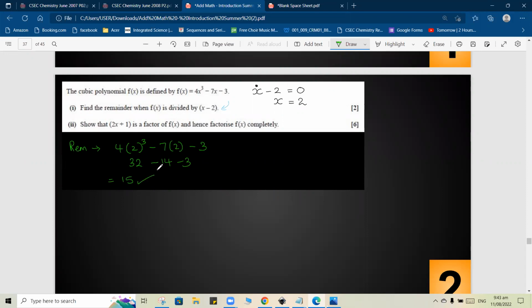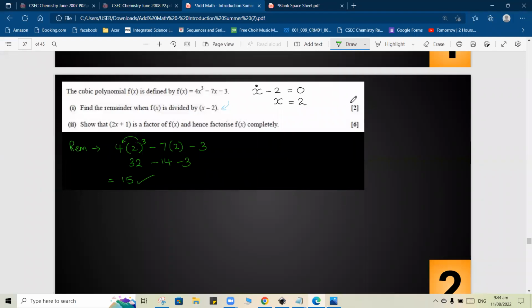So for those who got the 15, well, you had it correct, right? For those who got 40 something or a different answer, well, I think you can see a mistake here. You have to work out the brackets first. 2 to the power 3 is 8, and then multiply it by 4, which is 32.